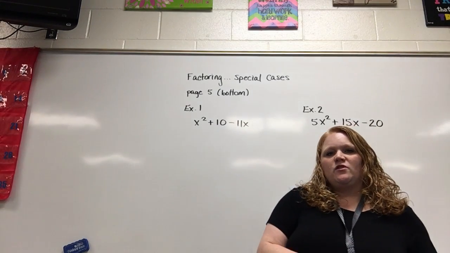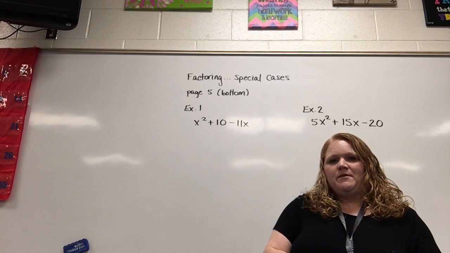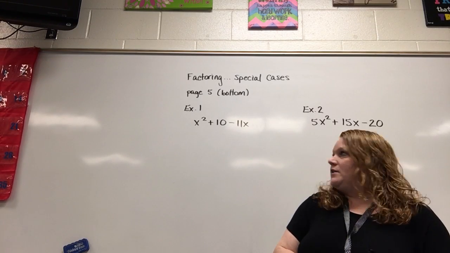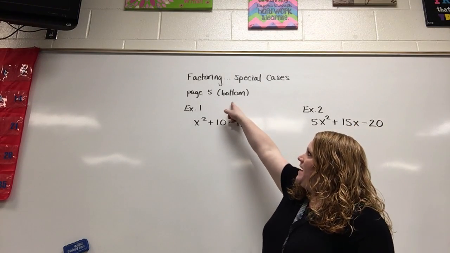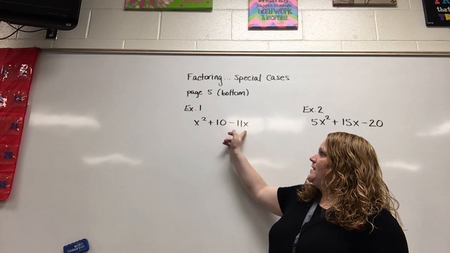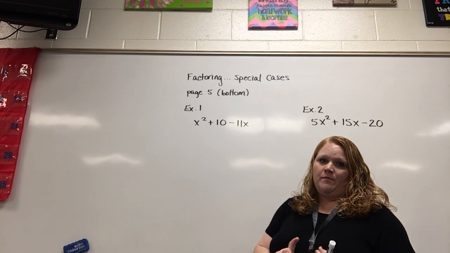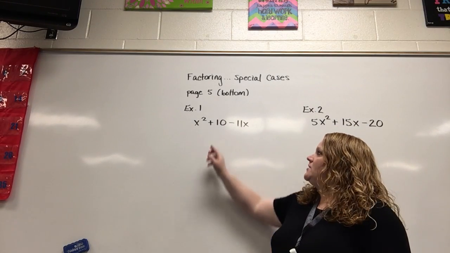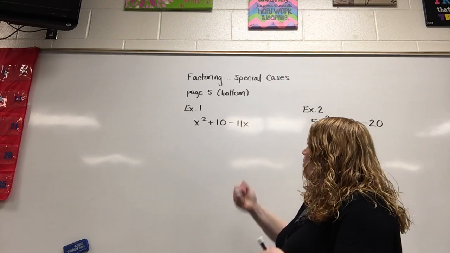So sometimes there's special cases with factoring where there's an issue with standard form or maybe there's a GCF. So I wanted to show you a couple of examples. If you'll notice on the bottom of page 5, example 1, it's not in the right order. Remember, standard form is ax squared plus bx plus c. So in this case, these two need to be flip-flopped. They're not in the right order.